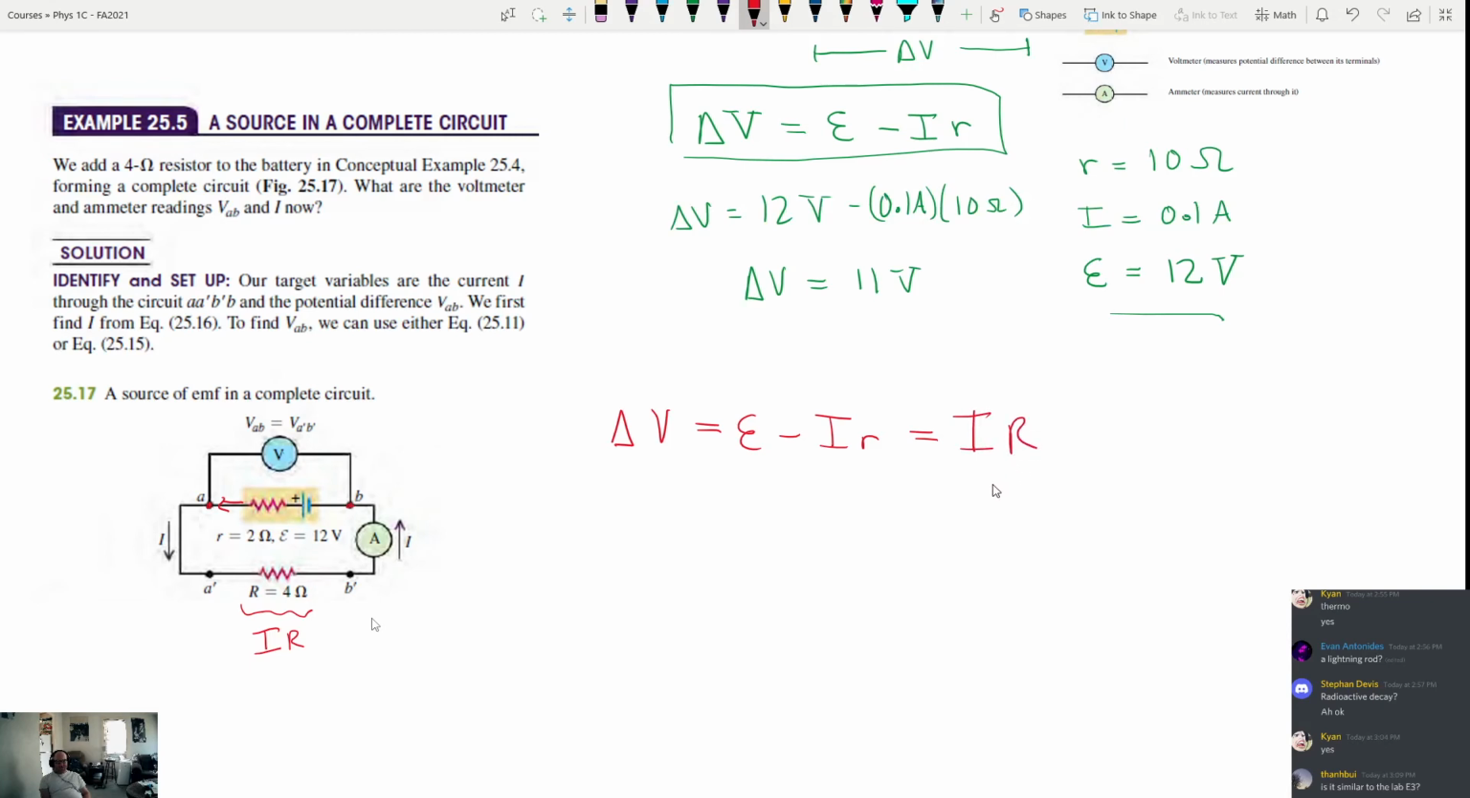So basically all I've done is I've used the equation that we just saw right here, combined with our other equation, which is delta V is equal to I times R. And we're just going to use these to solve for one of the unknowns, which in this case is I. So let's solve for I. Before I do that, does this process make sense?